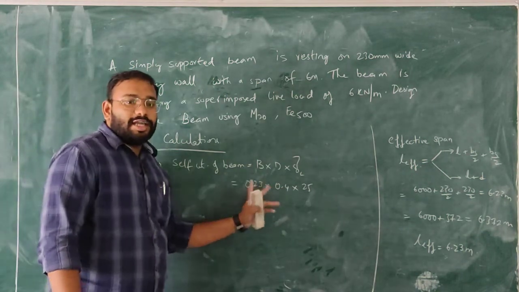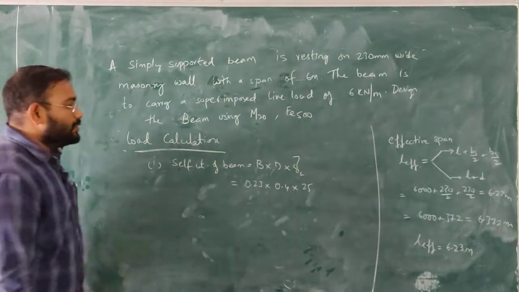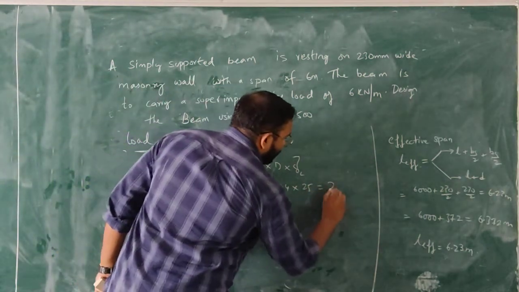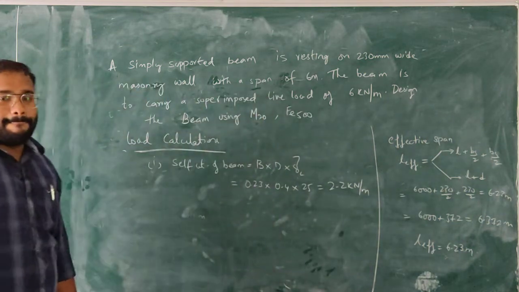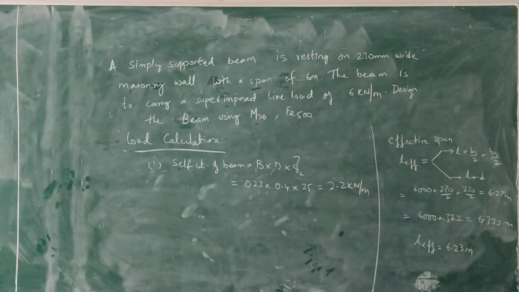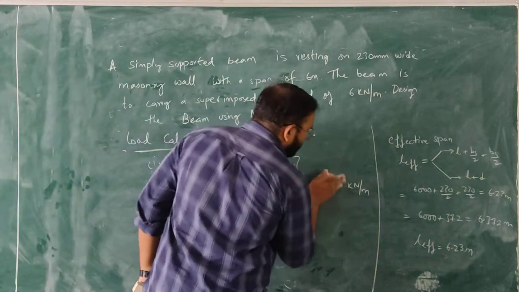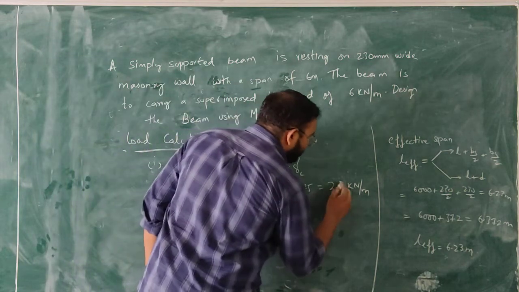Overall depth, overall dimension should be taken here. Always remember, you need to take overall dimensions here. So this is equal to how much? 2.3 kilonewton per meter.